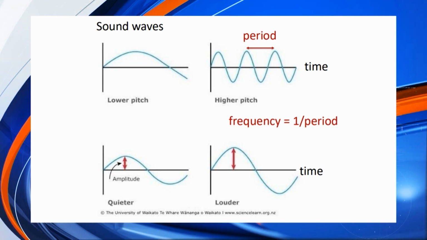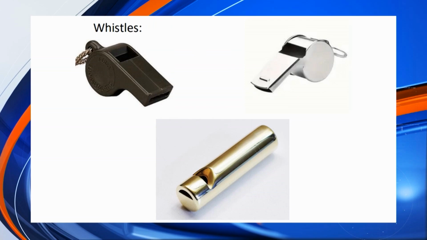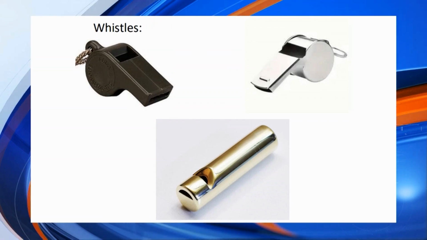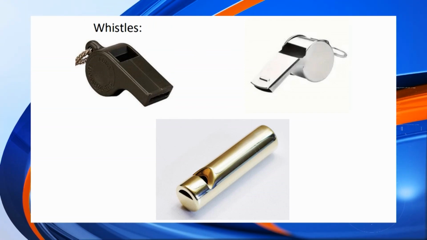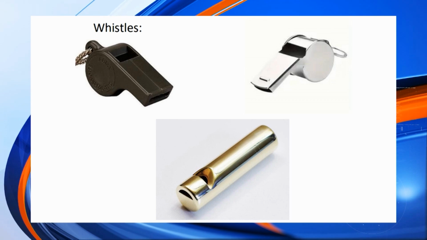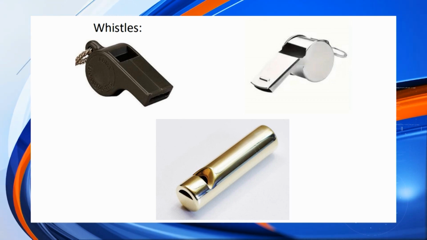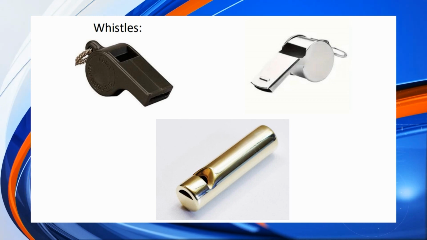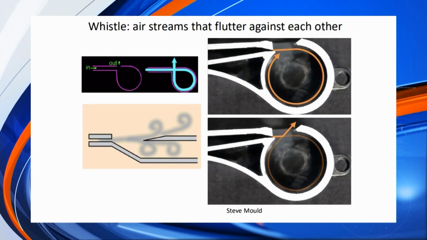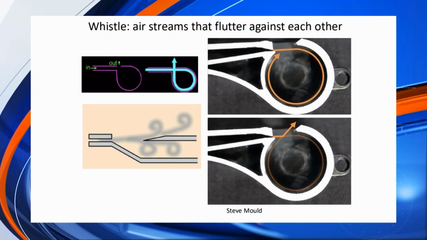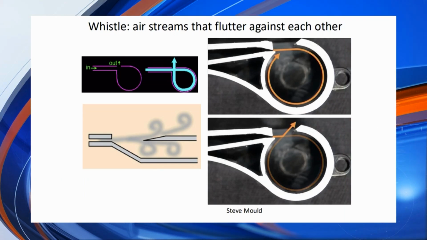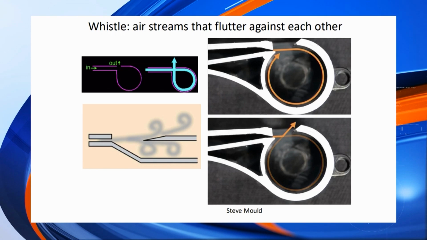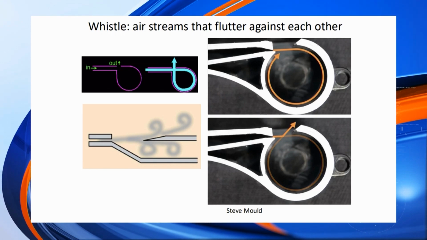If I go to the next slide, we're all familiar with different types of whistles, police whistles or referee whistles or the kind of straight whistle that we have here. How they work is actually a little bit complicated. In the upper left, I see that the air is coming in from the left-hand side, and it's going to loop around and interact with itself as it's going in.